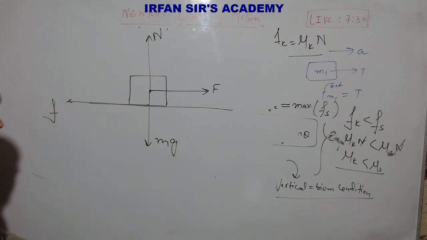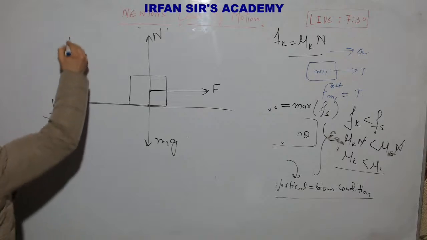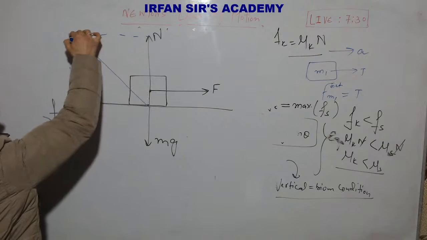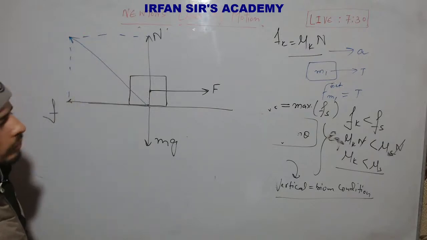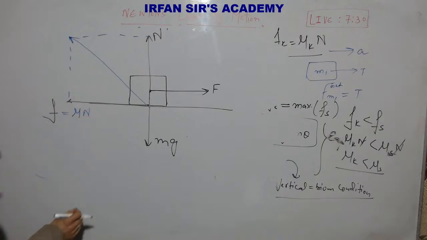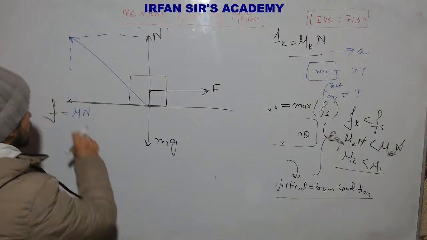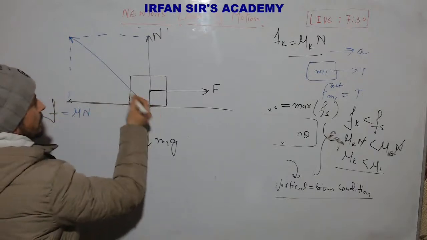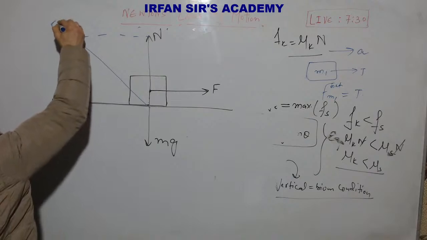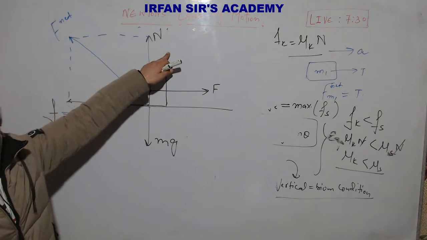Now tell me, this is a frictional force. This is the resultant of the two forces. The frictional force is nothing but mu times normal reaction. If it is static friction, there will be mu s. If it is kinetic friction, there will be mu k. Now there is some angle in the resultant. This is the resultant, F net, we will say. Resultant of what? Resultant of frictional force and normal reaction.